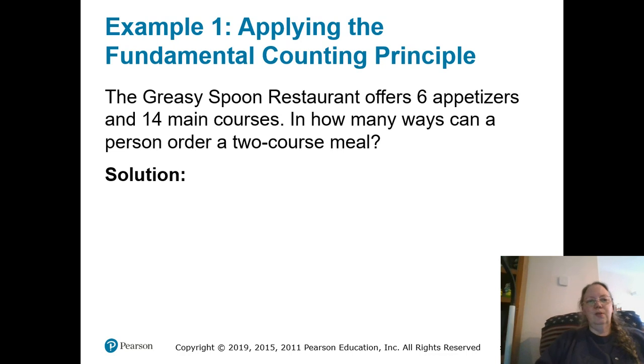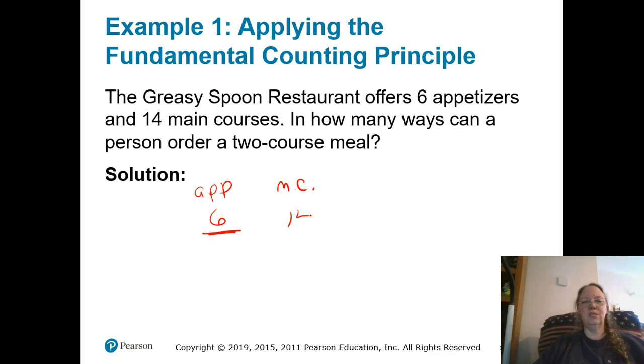Okay, let's do an example. The Greasy Spoon restaurant offers 6 appetizers and 14 main courses. So there are 6 different appetizers that we can choose from, and there are 14 different possible main courses that we can choose from. In order to figure out the number of 2-course meals, we are going to multiply those two numbers together.